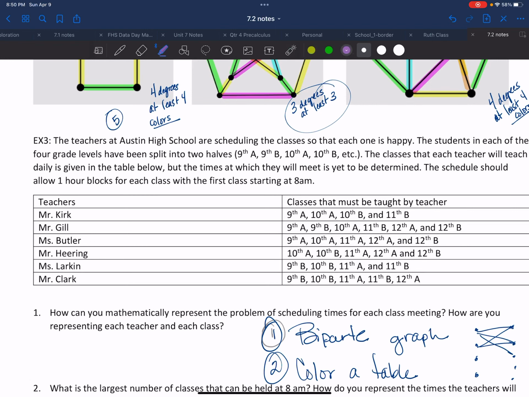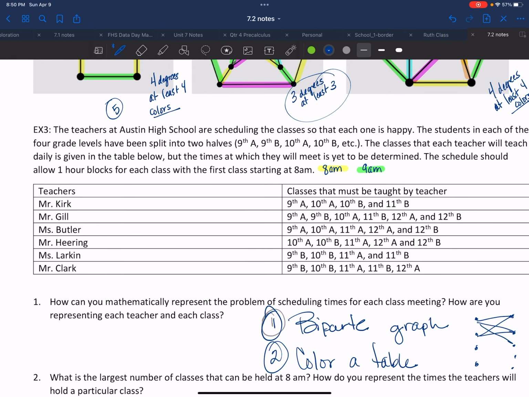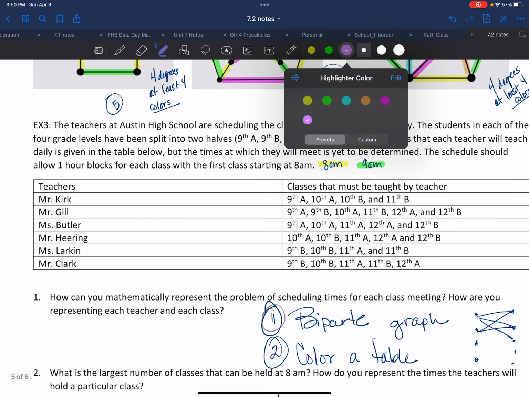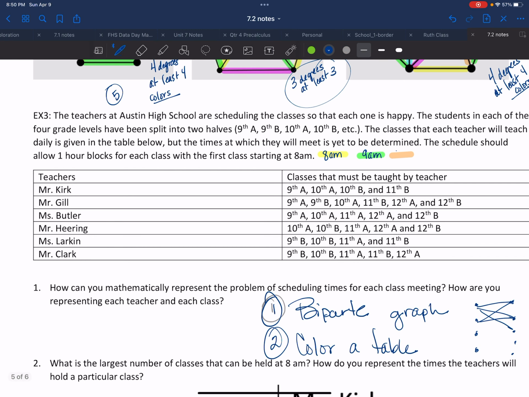So I'm going to start out with one color first. And of course, I always start with my yellow. Each one of these folks can only meet with one yellow class. So we're going to call that our 8 a.m. class. And then we're going to have a green class, and we'll call that 9 a.m. And then we're going to keep going with our classes. Let's see here, we'll have orange. So orange will be 10 a.m.